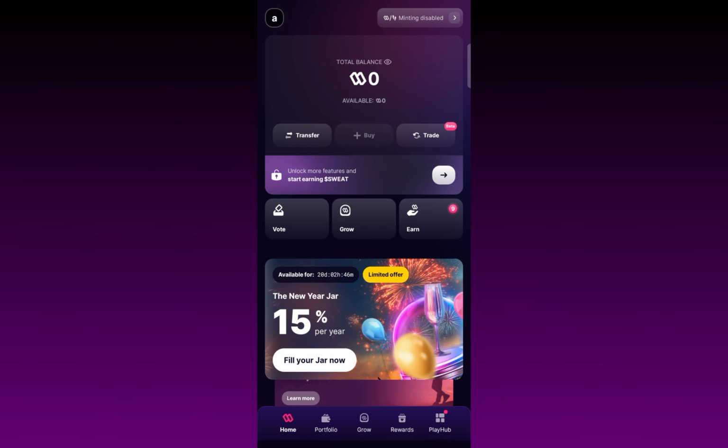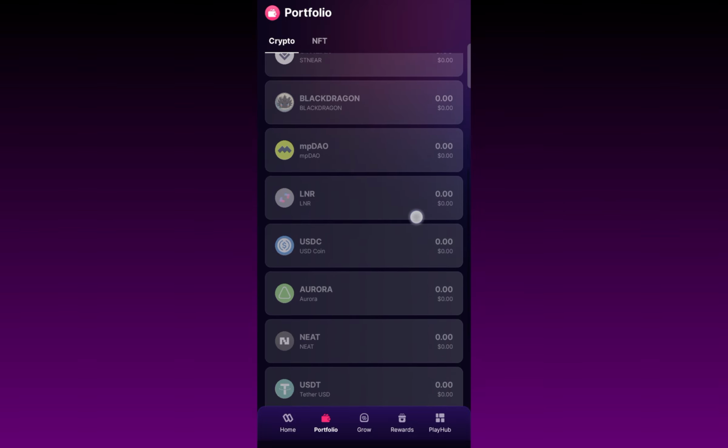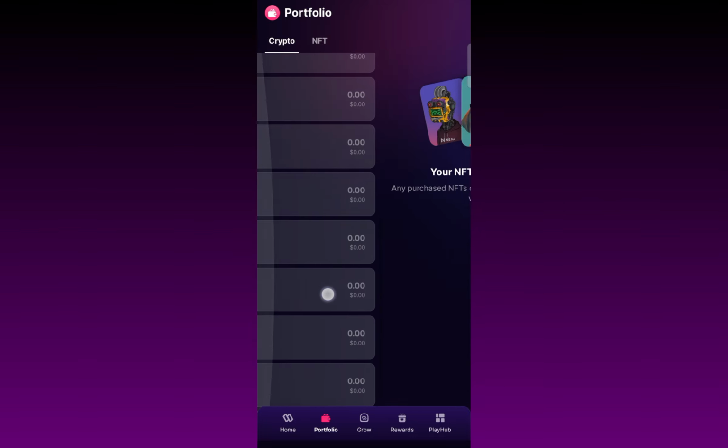Also, you can trade this or you can withdraw these coins through the USDT. This is the most popular Bitcoin that is available right now in Sweet Wallet. You just need to click on portfolio and scroll a little down, and from here you will find USDT.